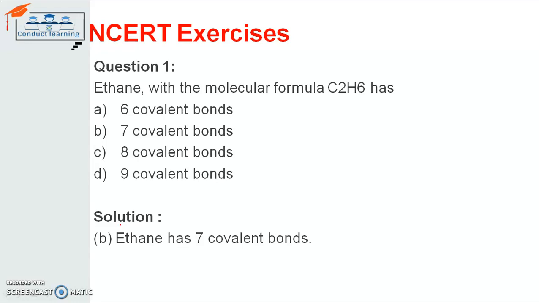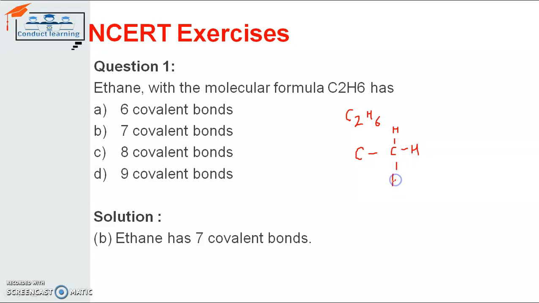The next question is from the exercise. Ethane, with the molecular formula C2H6, has how many covalent bonds? We have to check it first. We know that ethane has the formula C2H6. So accordingly, how many covalent bonds are there? There are 2 carbon atoms, C-C, and the rest of the atoms are hydrogen.